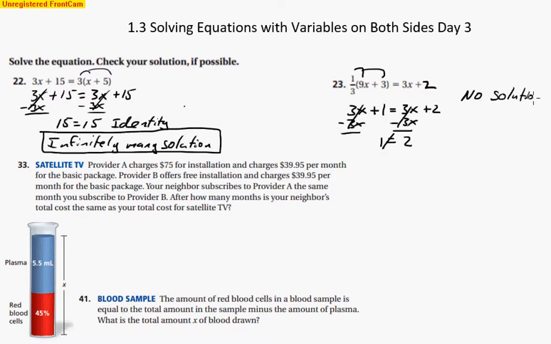Looking at this next problem, it says satellite TV provider A charges $75 for installation. Okay, so that's like a one-time charge. You only get installed one time. And $39.95 per month for the basic package. Provider B, okay, so this is letter B here, so we have two of them. We have A, and they charge $75 and $39.95 per month. So I'm going to say m equals the number of months.